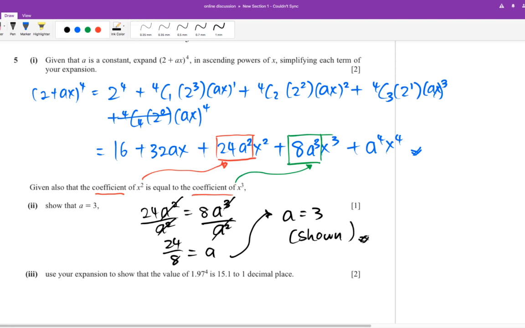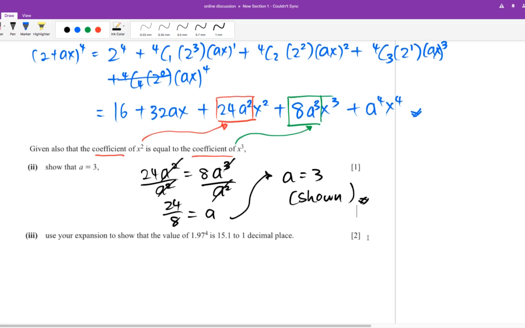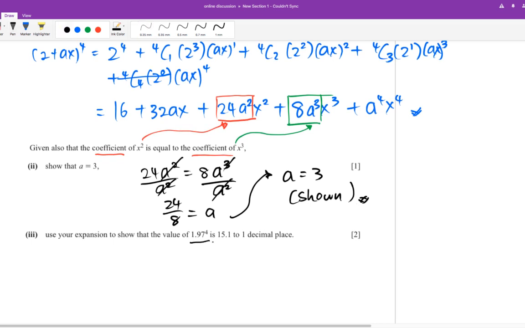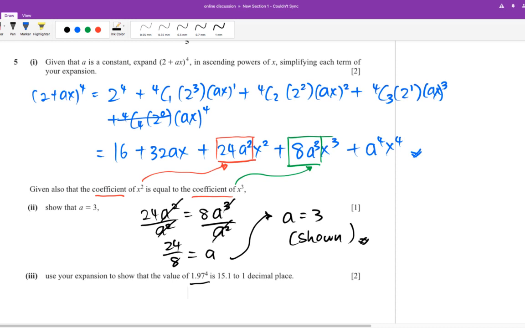Alright, so next one, use your expansion to show this value. It's a bit confusing if you don't understand. The question asks you to use the expansion. So I will look back at my expansion, and you need to find something similar between your expansion and the number here. You will realize both are power of 4, isn't it? Because this one is power of 4 and this one is power of 4 as well. Since they are power of 4, I guess the question is saying whatever number here should equal 2 plus ax.